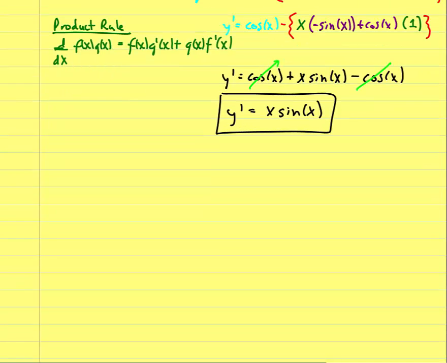Let's go ahead and look at another example. Let's go ahead and bring up the quotient rule for this one. So for this one, let's look at my function: y equals 1 plus sine of x all over 1 minus sine of x. So this is definitely a quotient rule.